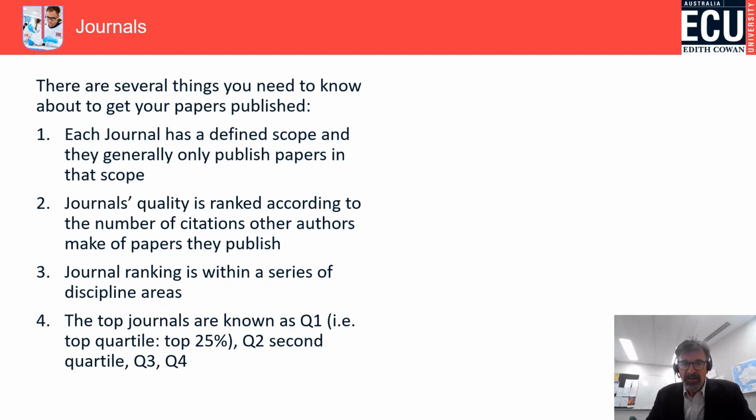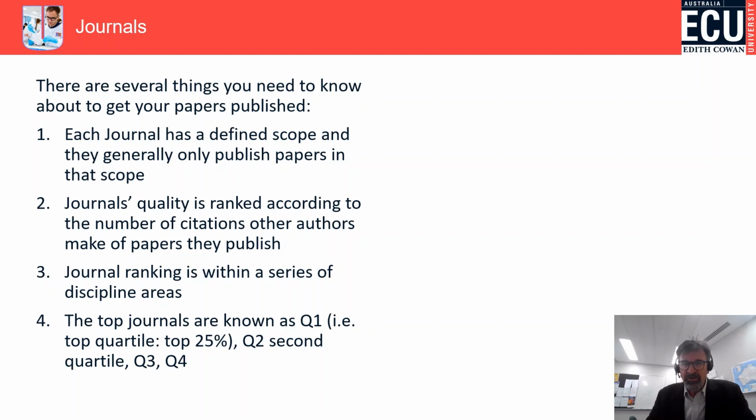Second of all, journals are ranked according to how many other authors are citing papers within that journal. So in other words, it's a popularity competition. So if you can publish a paper that many other authors want to cite, then you're going to assist that journal to improve its ranking. So in other words, we need to write papers that are going to be popular within our peer group.